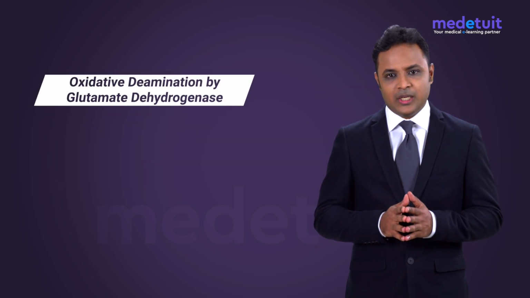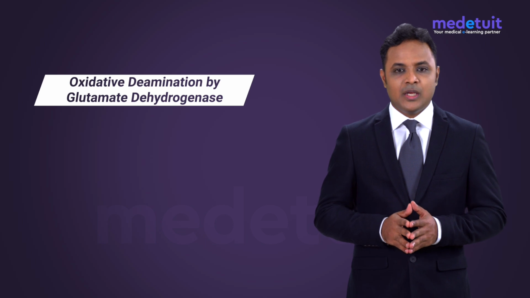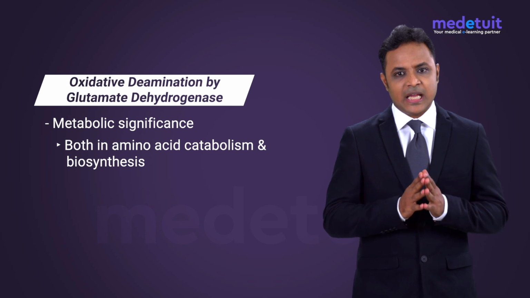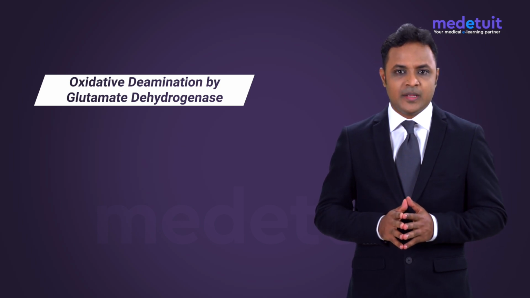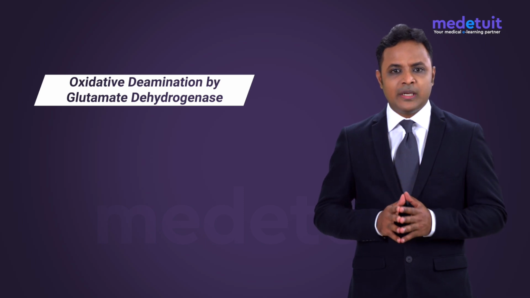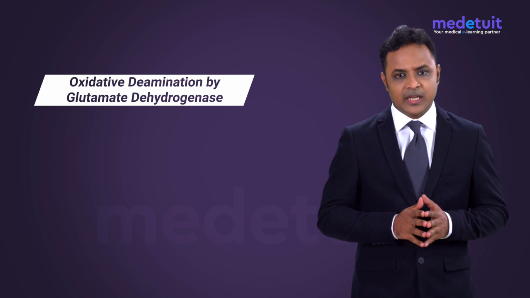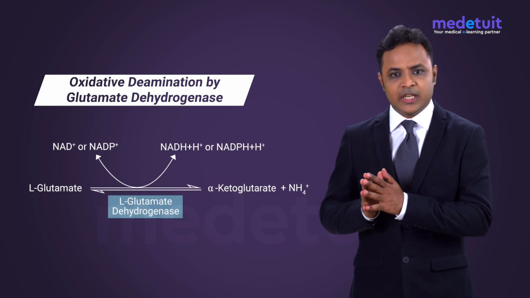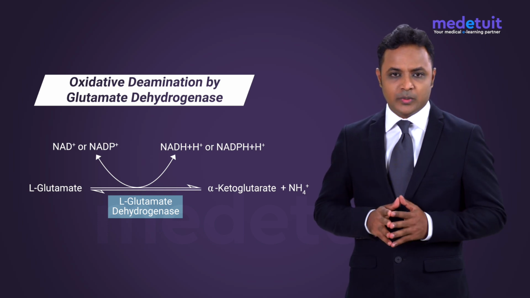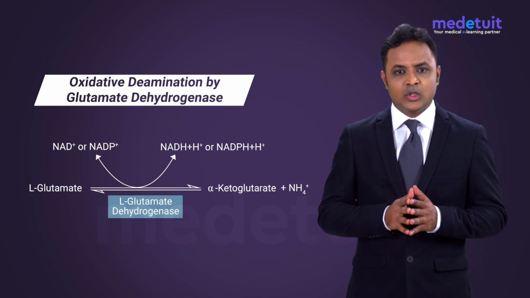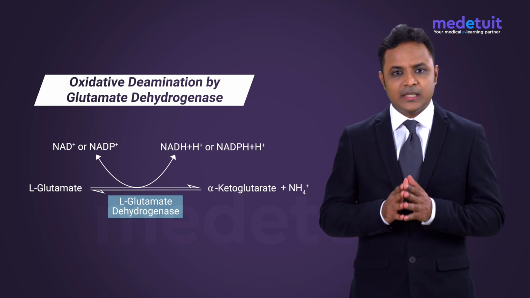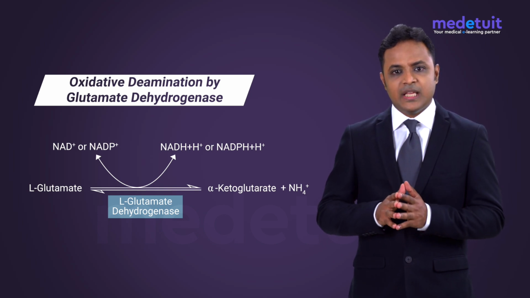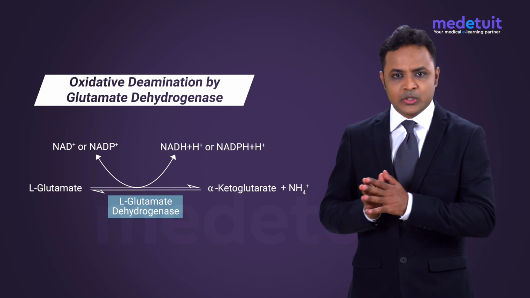Oxidative deamination by glutamate dehydrogenase enzyme. Glutamate dehydrogenase helps both in the catabolism of amino acids as well as in the anabolism of amino acids. In catabolism, glutamate dehydrogenase helps in the deamination reaction, where the amino group is removed from L-glutamate to form alpha ketoglutarate and ammonia. This reaction is helped by the reducing equivalent NAD plus, which is converted to NADH.